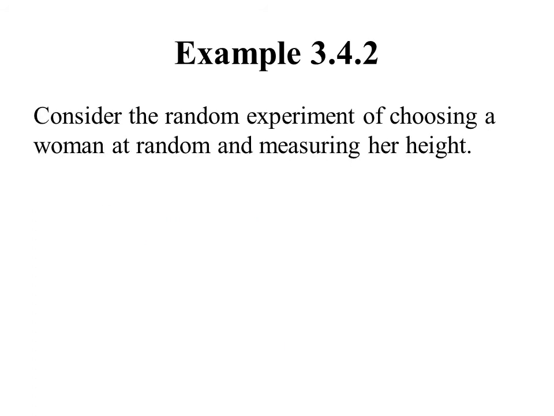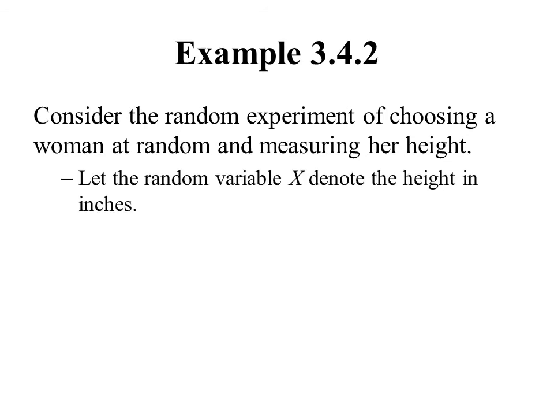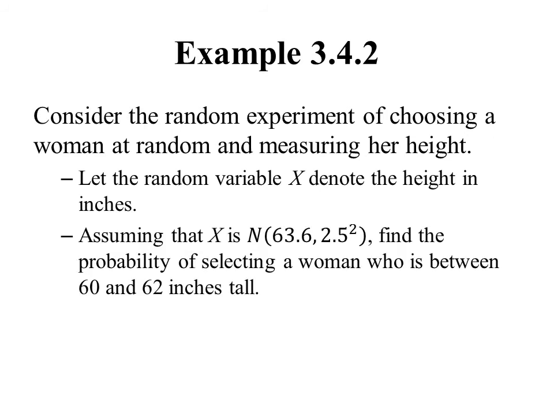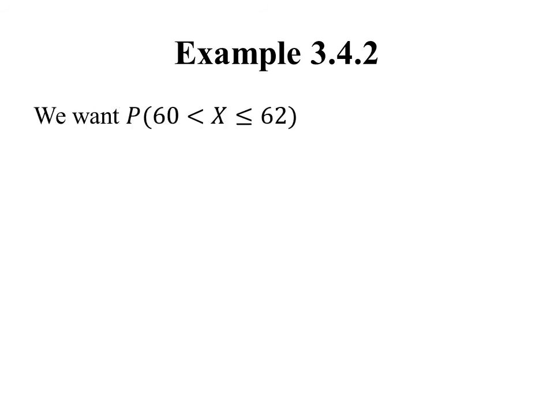Okay, so let's do a simple example of an application of this. Consider the random experiment of choosing a woman at random and measuring her height. Let the random variable X denote the height in inches, and we're going to assume that X has a normal distribution with mean 63.6 and variance 2.5 squared. Based on that assumption, find the probability of selecting a woman who is between 60 and 62 inches tall.